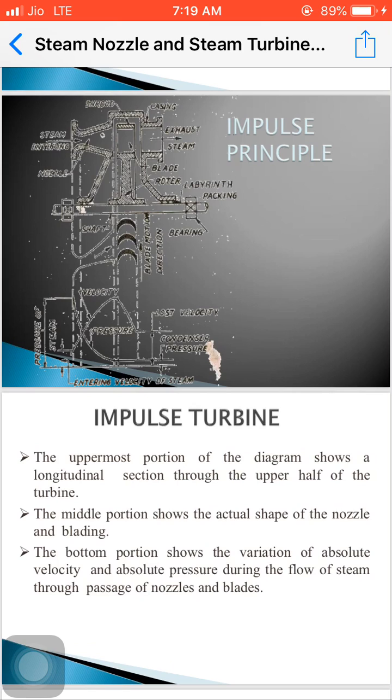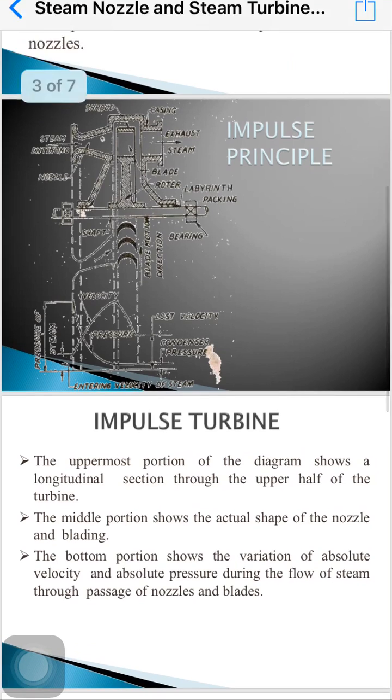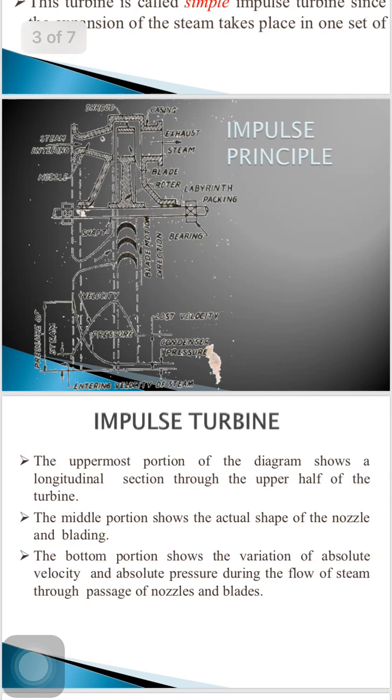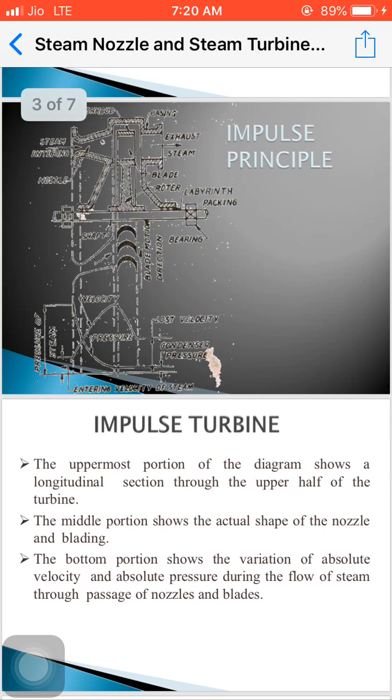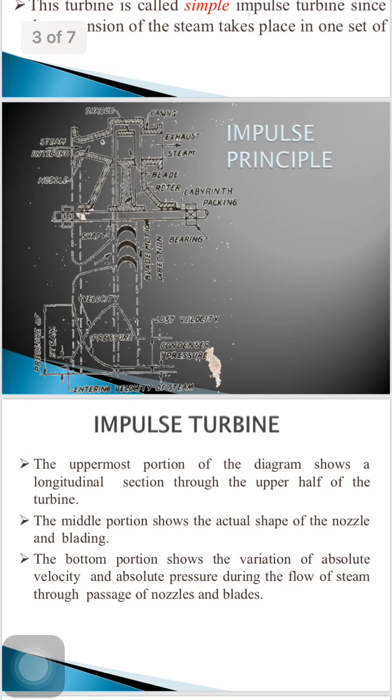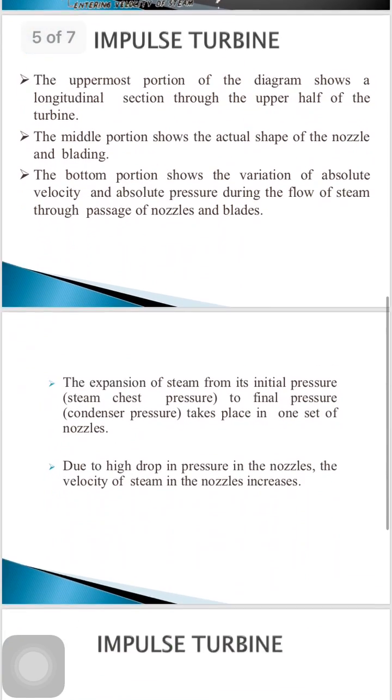The uppermost portion of the diagram shows a longitudinal section through the upper half of the turbine. The middle portion shows the actual shape of the nozzle and blading. The bottom portion shows the variation of absolute velocity and absolute pressure during the flow of steam through the passage of a nozzle and blades.